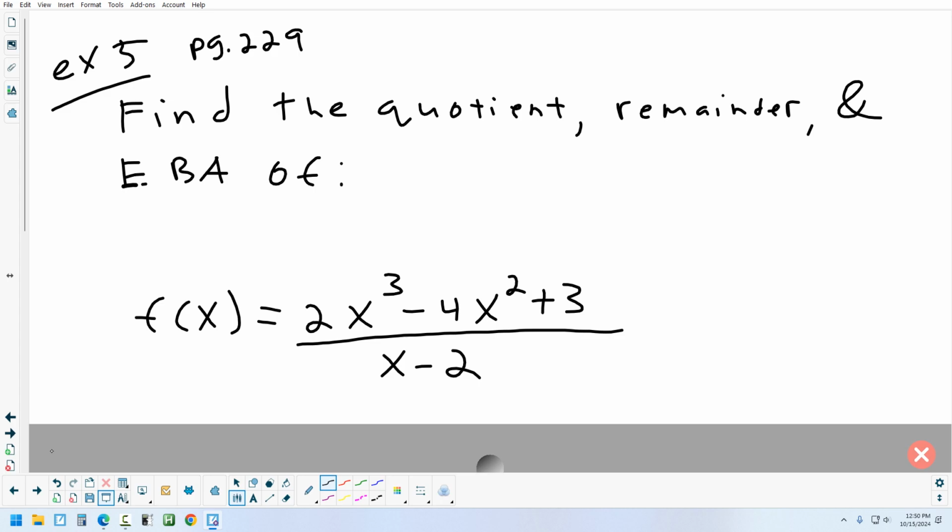I told you we're not going to graph it, and we're not. We're not going to graph this problem. We're just going to do what's up here, and that's all I would ask you to do on a test. Find these 3 things.